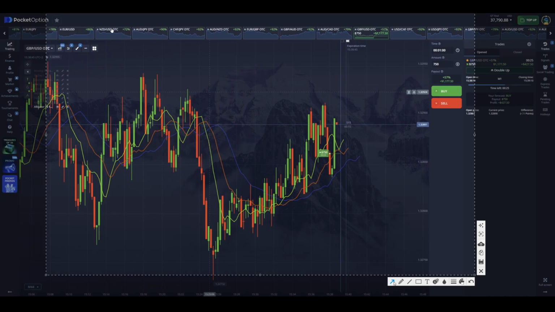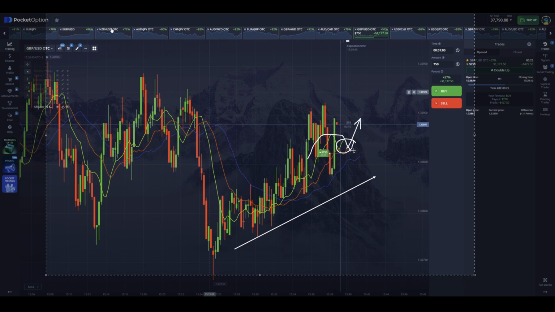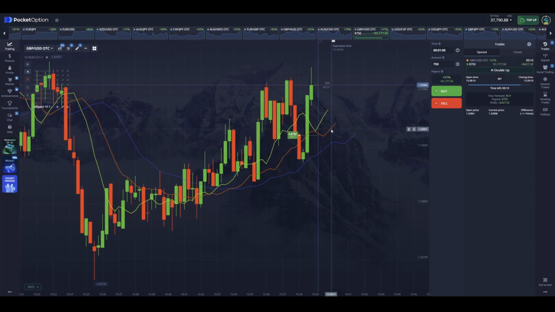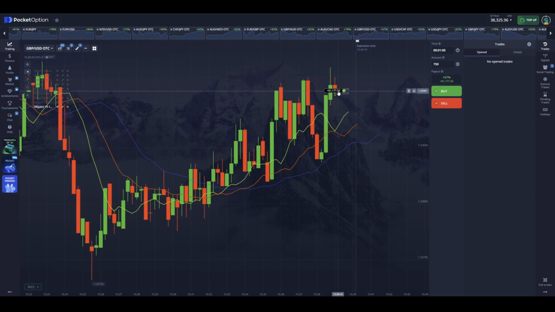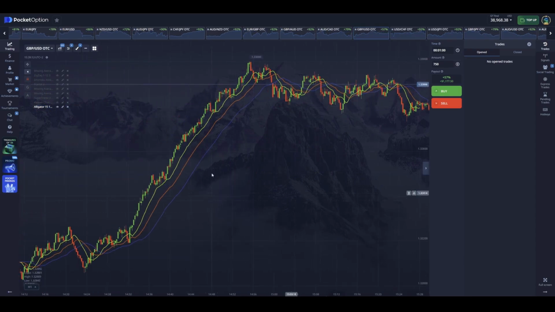For example, if there's an upward movement, the price moves from top to bottom and enters between our green and orange lines. We open a buy trade, and we can also open a trade if the price goes even lower. For example, if it's between the orange and blue lines, that's also acceptable. But if the price goes completely outside the indicator at that moment, we won't open a trade. That would already be an unsafe trade.